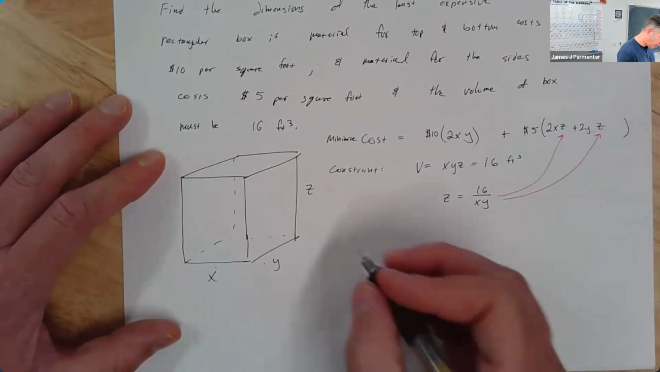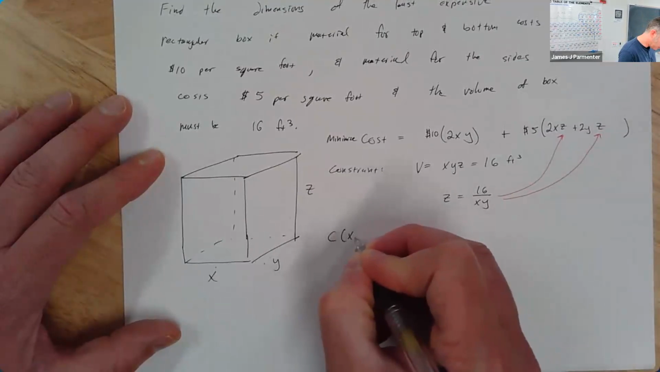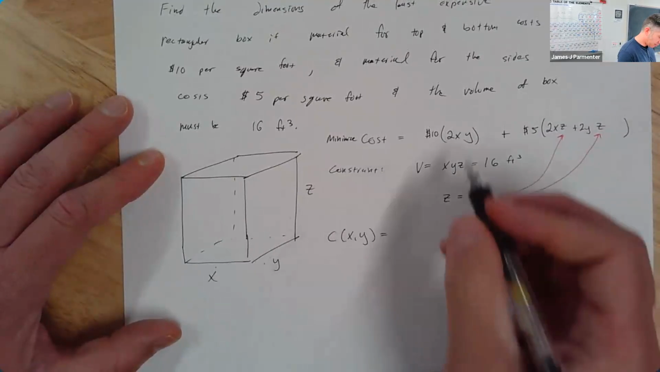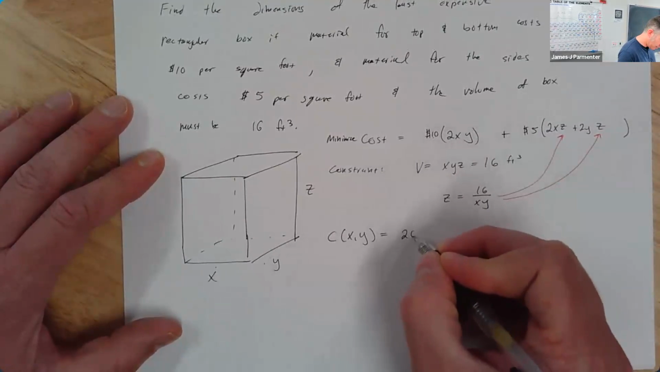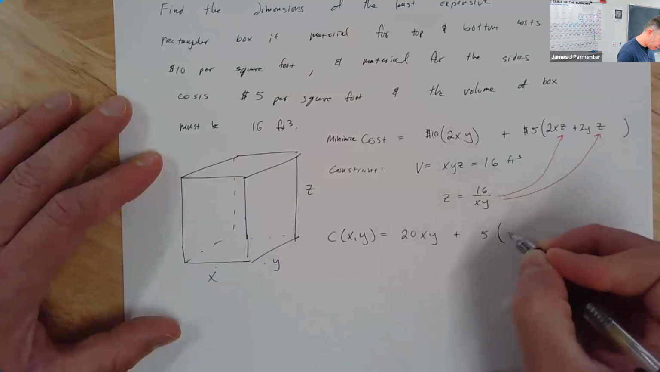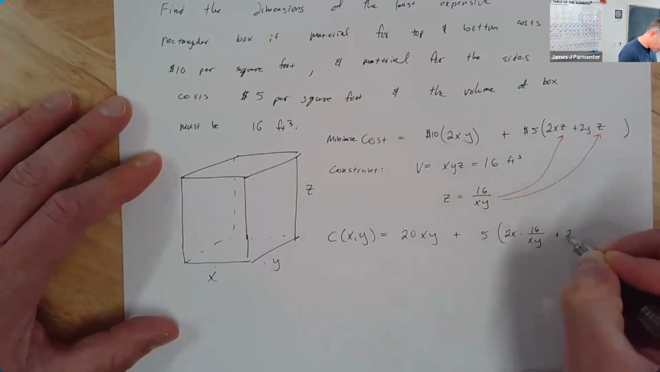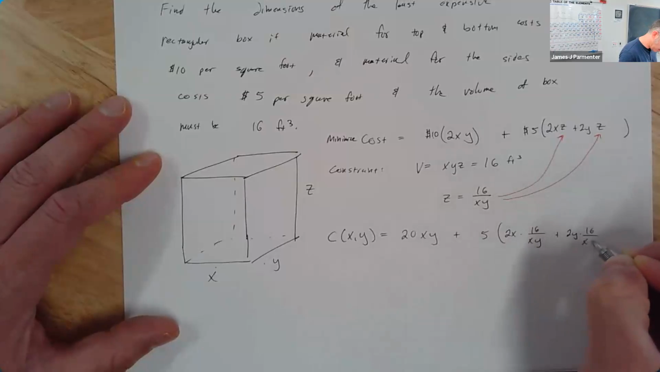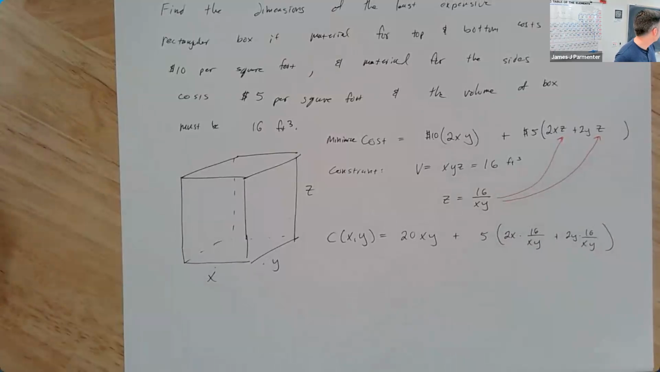So now I can write my cost function as a function of 2 variables. It's going to be 10 times 2 is 20xy plus 5 times 2 times x times 16 over xy plus 2 times y times 16 over xy. There's my new cost equation as a function of 2 variables.